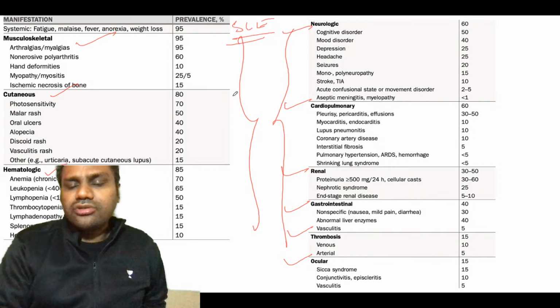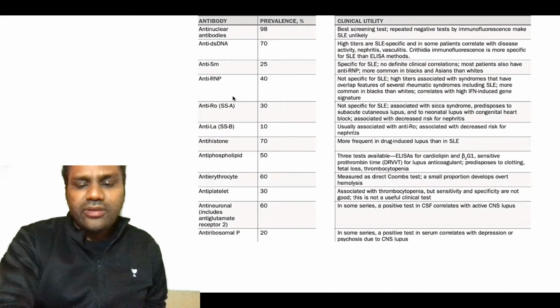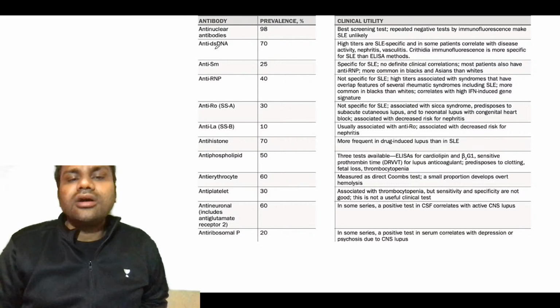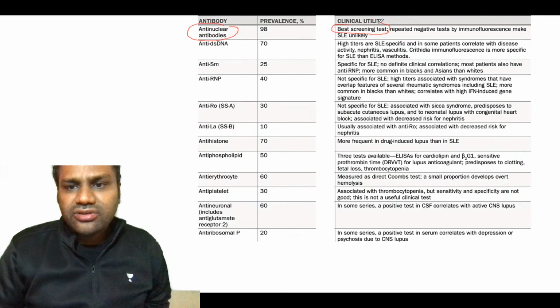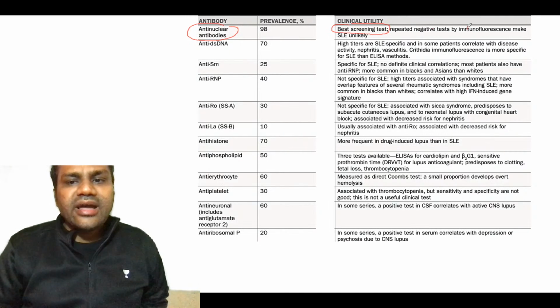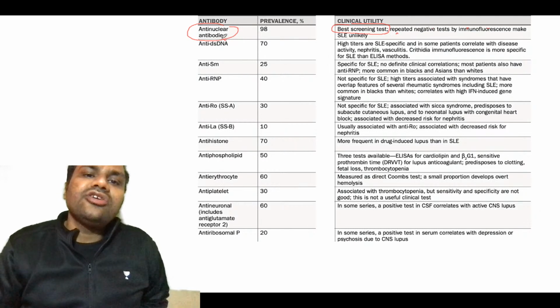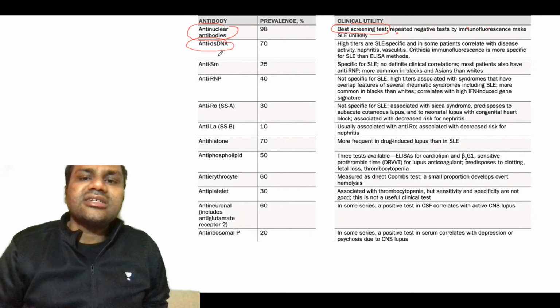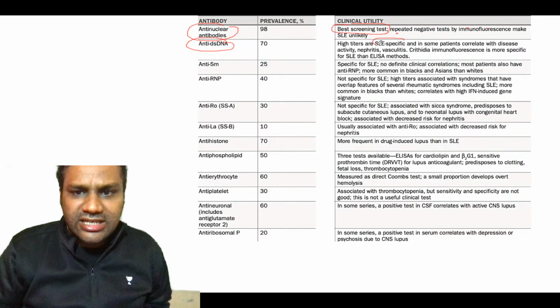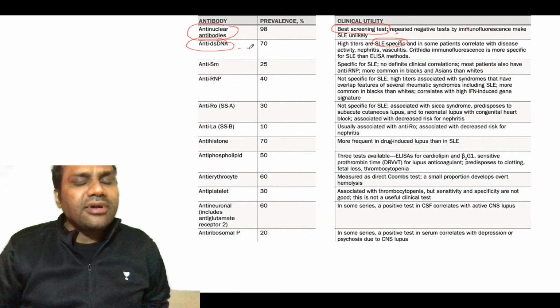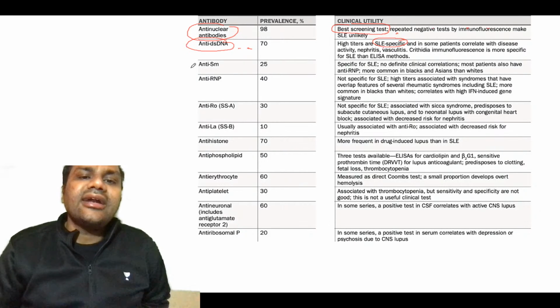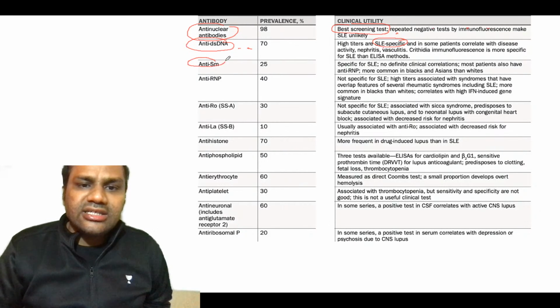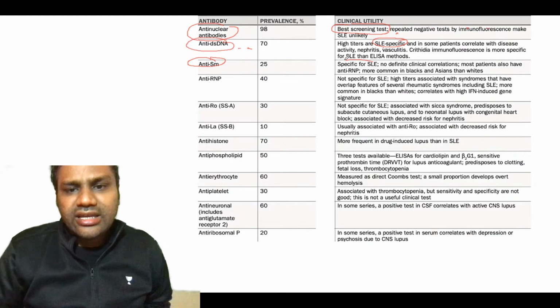Now coming to what our major aim will be, lupus nephritis. Here again, the antibodies like anti-nuclear antibodies. Anti-nuclear antibody is a basic screening test, and a repeatedly negative test by IF makes SLE unlikely. Then you have anti-double stranded DNA, which is high titer and SLE specific. Then anti-Smith, which is also specific for SLE.